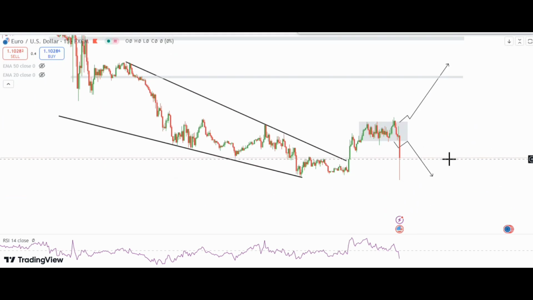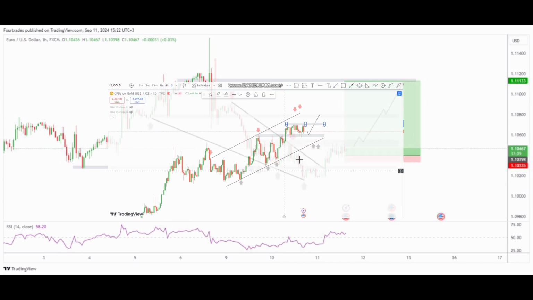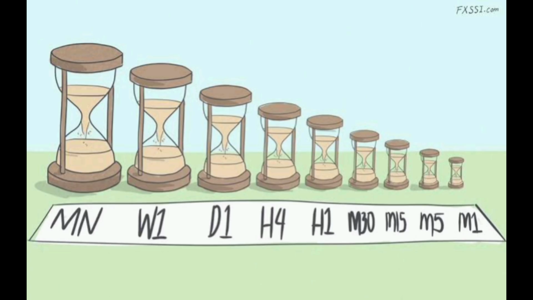By following this strategy, you'll learn how to assess the market context from higher to lower time frames, ensuring that you're trading in line with the trend and at key levels. Let's jump into it. First, let's talk about multi-time frame analysis.